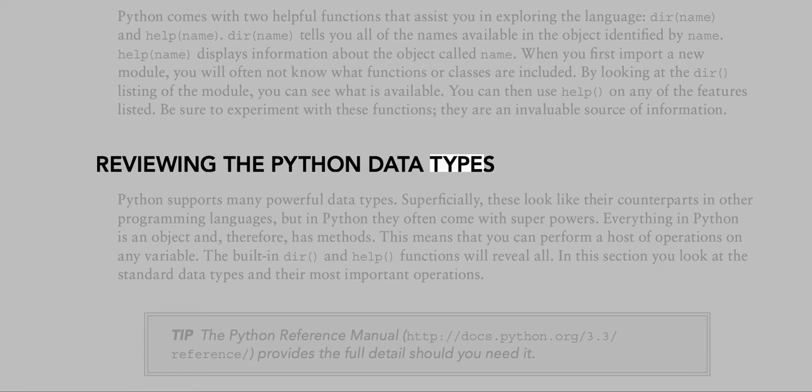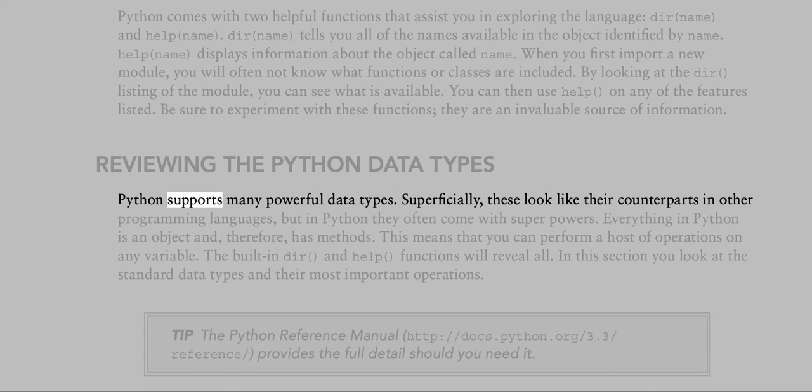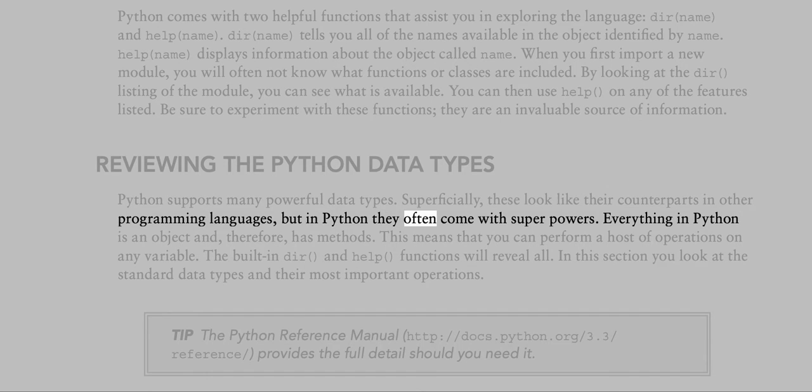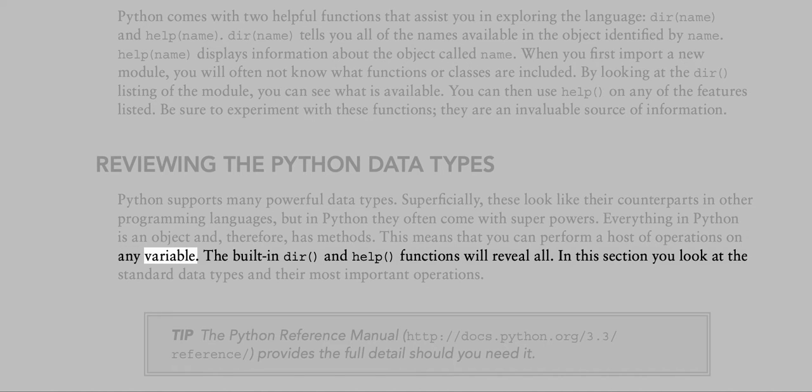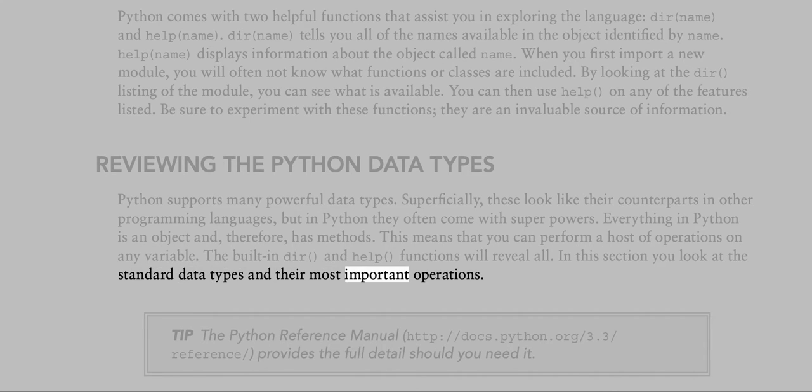Reviewing the Python data types. Python supports many powerful data types. Superficially, these look like their counterparts in other programming languages, but in Python they often come with superpowers. Everything in Python is an object and, therefore, has methods. This means that you can perform a host of operations on any variable. The built-in dir and help functions will reveal all. In this section you look at the standard data types and their most important operations.